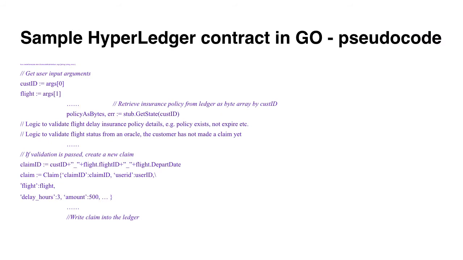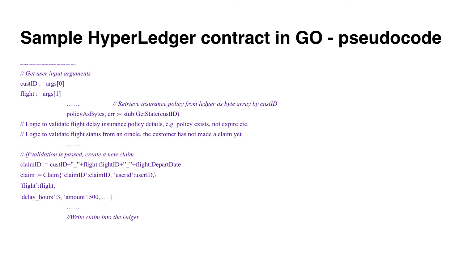So in the following slide, what we see here is a simple Hyperledger contract written in the Go programming language by Google. Here we try to use the same example as that of a flight delay. So we describe the customer ID and the flight first, and then we set the policy for the flight delay. For example, if the flight is delayed by so much, pay the user so much, and then you basically write the code for the logic to validate the flight delay insurance policy details. For example, whether the policy exists, whether it does not expire, and how much time the customer has to claim it, and so on and so forth.